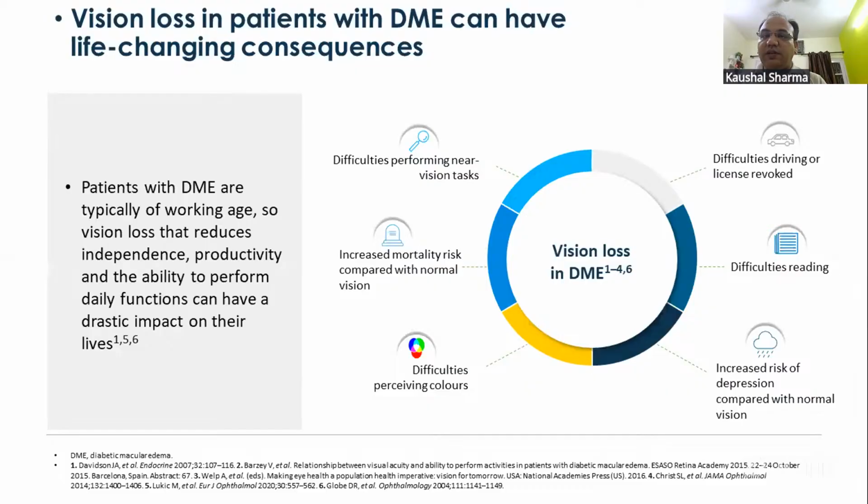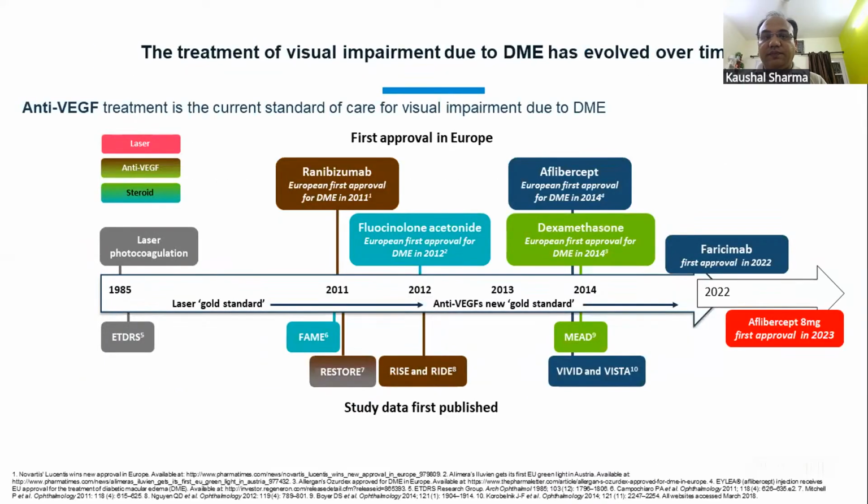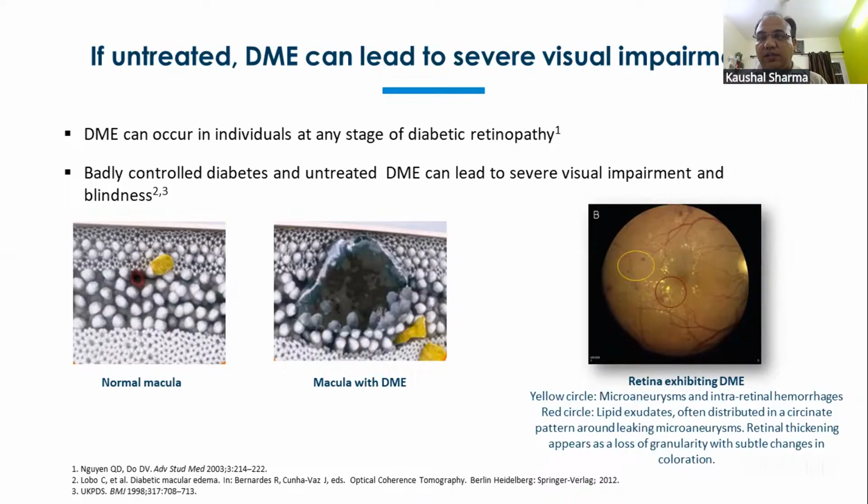For example, difficulty in performing near vision. Uncontrolled DME can lead to severe visual impairment. DME can occur in individuals at any stage of diabetic retinopathy. Badly controlled diabetes and untreated DME can lead to severe visual impairment and blindness. See in the image, the yellow circle and red circle. This is seen in the DME.